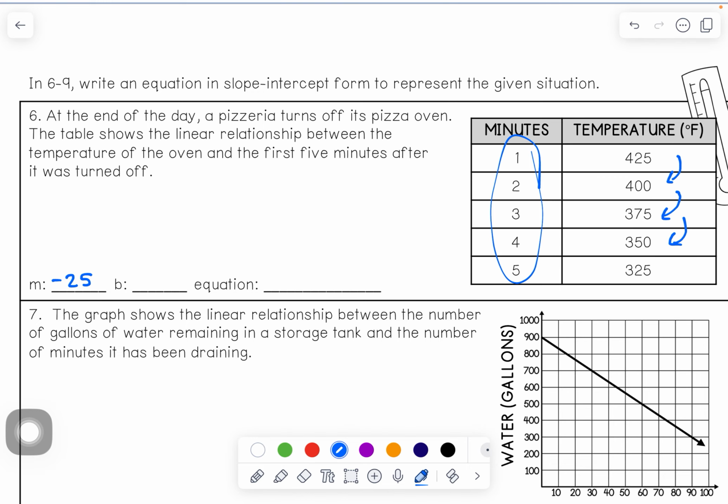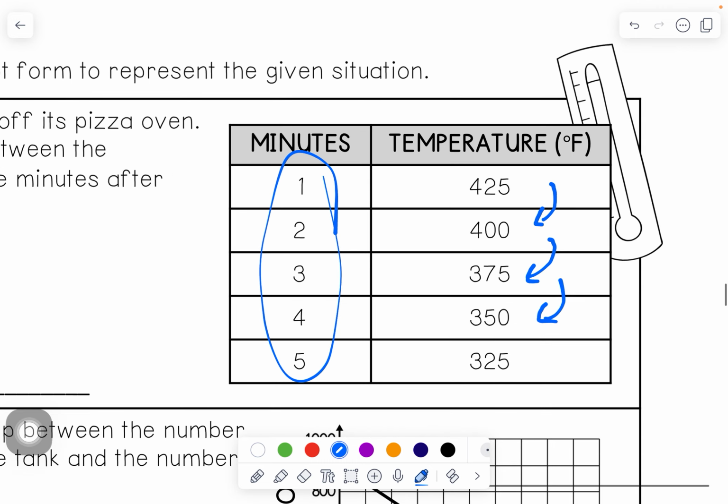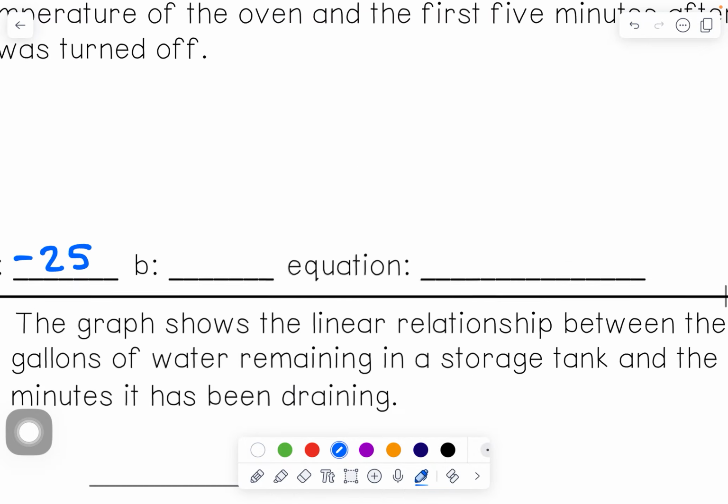Now the b value is not in my table because there's no 0 minute. But I could follow the pattern and go up 1 and add a 0 minute to my table. And if I did that, I'd have to go up 1 from here, which would be plus 25 to get 450. That would be my b value.